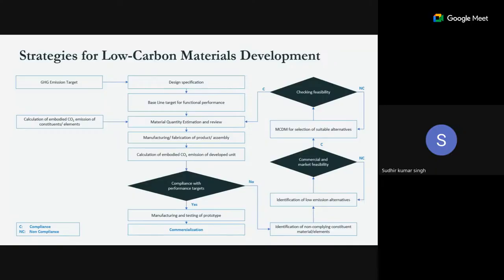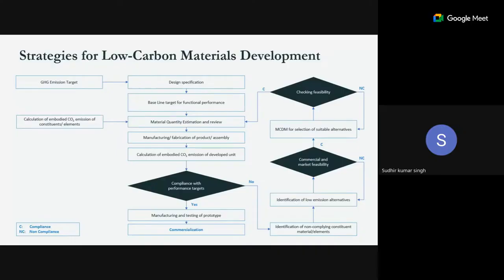Then I go for material calculation of embodied carbon emission for all the constituents because I have designed the specification. I take the embodied carbon emission for each of the materials based on the composition and proportion, and I calculate for my unit. Then I go for material quantity estimation and then I review it. Then I add the manufacturing, fabrication, product, assembly CO2 into it. And then I calculate the total embodied CO2 emission for the developed unit. For concrete, we are calculating it per cubic meter. Correct?